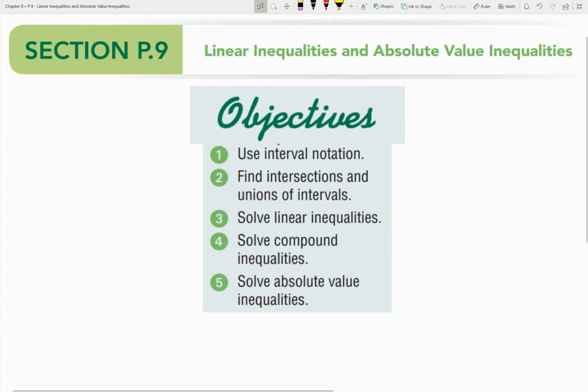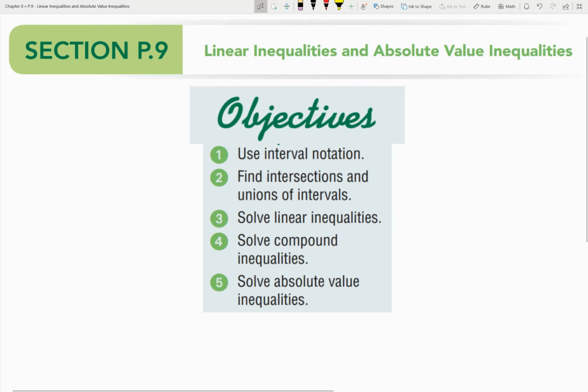This is section P.9, Linear Inequalities and Absolute Value Inequalities. So the objectives for this section are to use interval notation. Then we'll find the intersection of unions of intervals with interval notation as well. Then we'll solve our linear inequalities, compound inequalities, and absolute value inequalities.